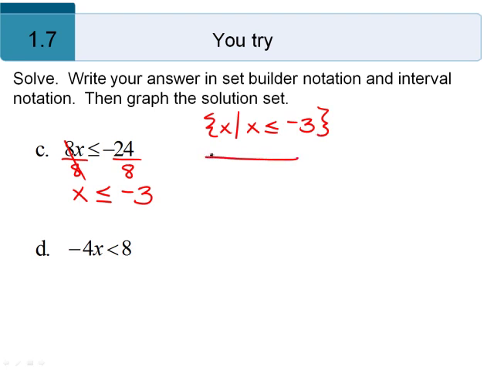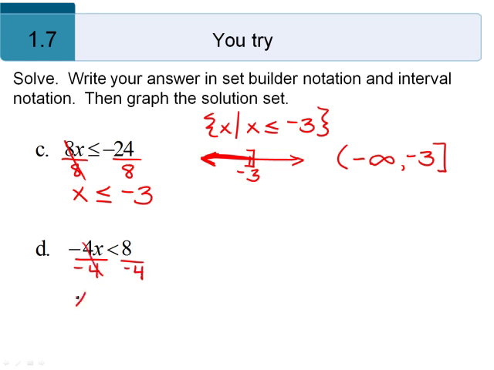Okay, the graph. Here's -3, and less than or equal to is going to be to the left, and then we put a bracket there for the equal to part. Now look at that interval. It goes to the left forever and ever, which is negative infinity, and then it comes up to -3 with the bracket. All right, letter D, we have to divide by -4 to solve this on both sides.